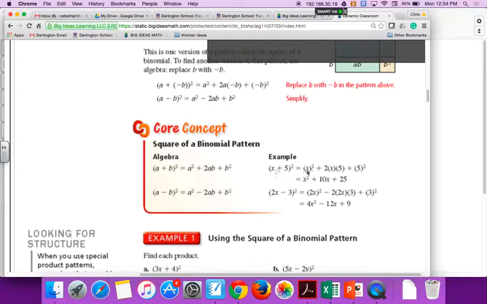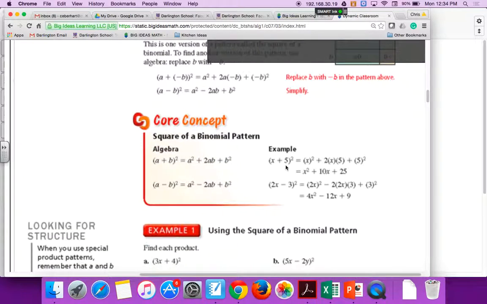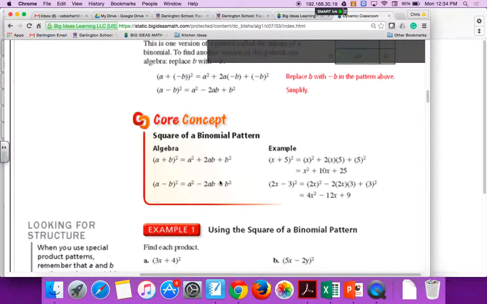We can just do x times x, x squared. Then you have your 5 times 5, which is over here. Then we have our 2ab in the middle. You have your 2 pulled out front, and then you have your a, x, and b, 5, which ends up giving you 10x. A lot easier that way. You could do the FOIL, firsts, outers, inners, and lasts, but it makes it a little quicker when you know that you're doing the same thing multiplied by itself.